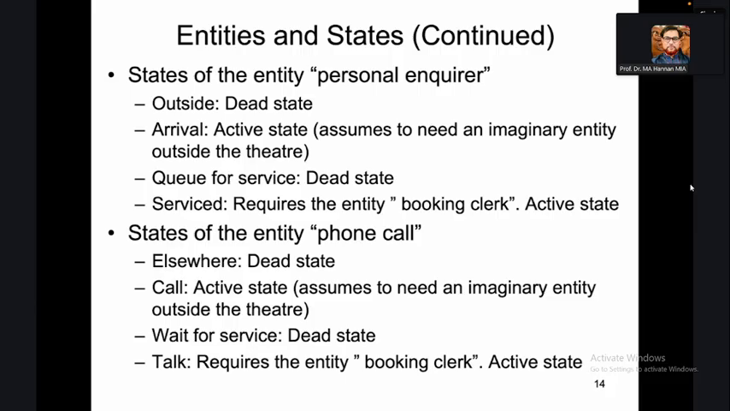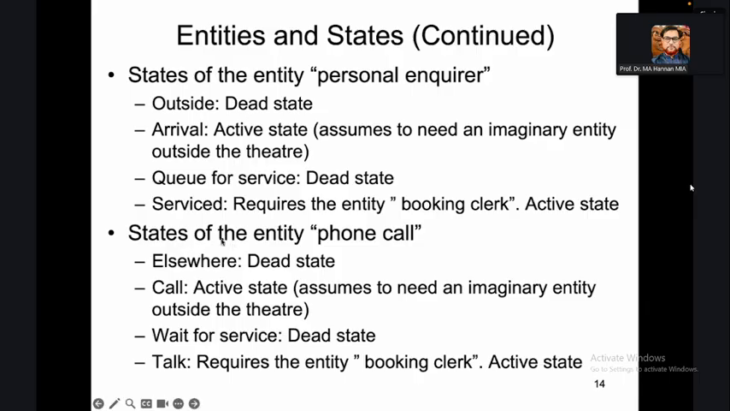So when you enter in the hall or in front of the booking clerk, if you are in the queue, before you talk to the booking clerk, এই queue সময়টাকে আমরা বলবো this is a dead state. Okay, so arrival is an active state, queue for the service is a dead state. Service requires the entity booking clerk, active state. তাকে সার্ভ করা হচ্ছে, কথা বলা হচ্ছে, সাপোজ আইডি চাওয়া হচ্ছে, পেমেন্ট দেওয়া হচ্ছে, তাকে টিকিট দেওয়া হচ্ছে, these are again active states. So active state and dead state come by turn.